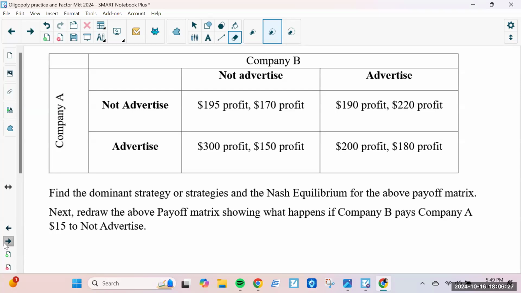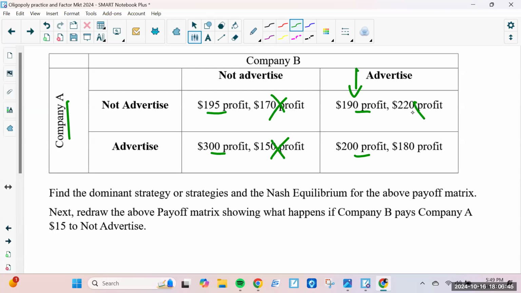The way I always do these is I say, okay, remember, company A is the first number. So when you're trying to make a decision for company A, you're only looking at that first row for not advertise and that row over here for advertise. You can totally ignore these numbers when you're trying to decide what company A should do. And that makes things a lot easier.